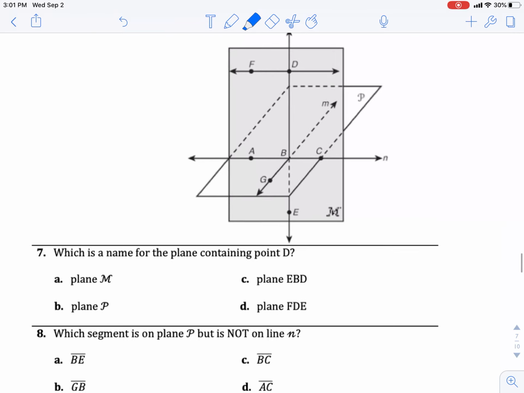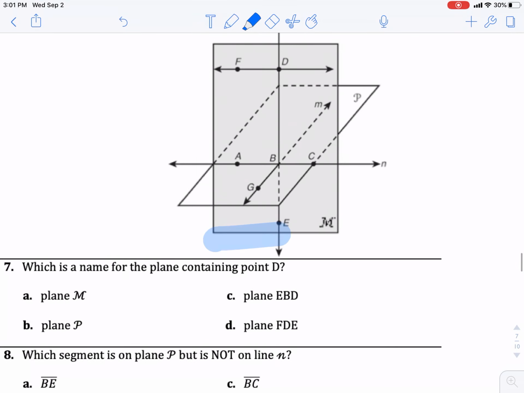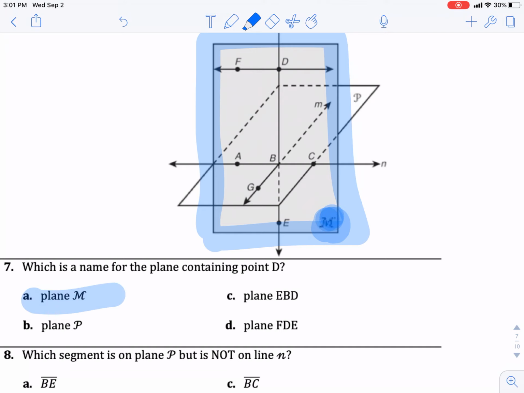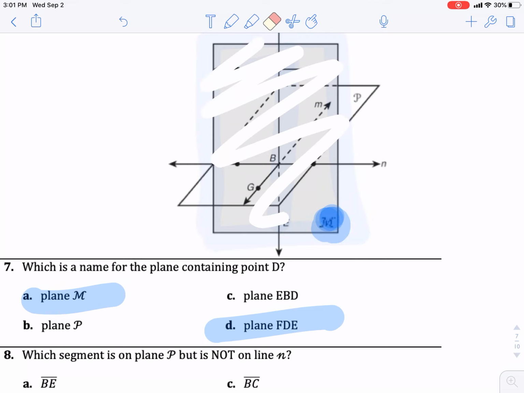All right, name for the plane. One way to name the plane is by that cursive letter, so plane M, or 3 non-collinear points, ones that aren't on the same line, F, D, and E. That would be the second way. So there are 2 different ways to name the plane.